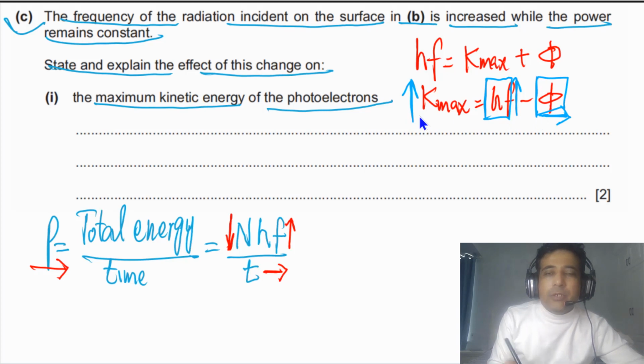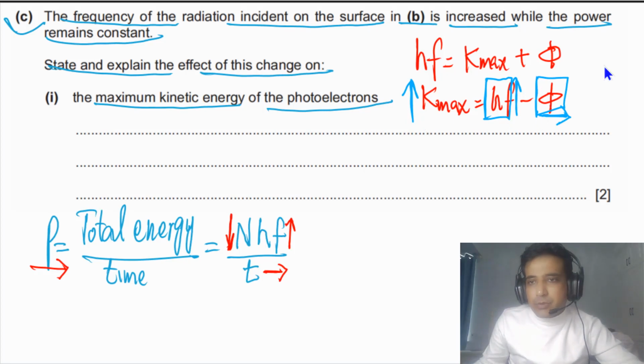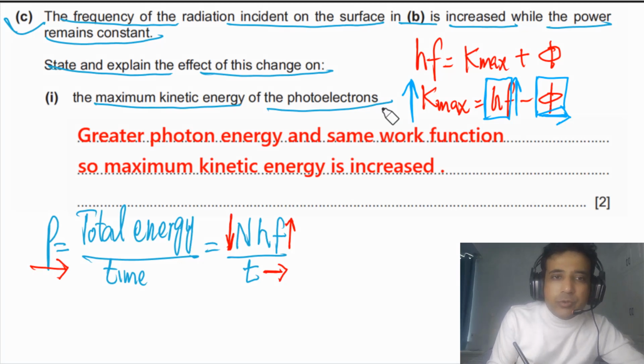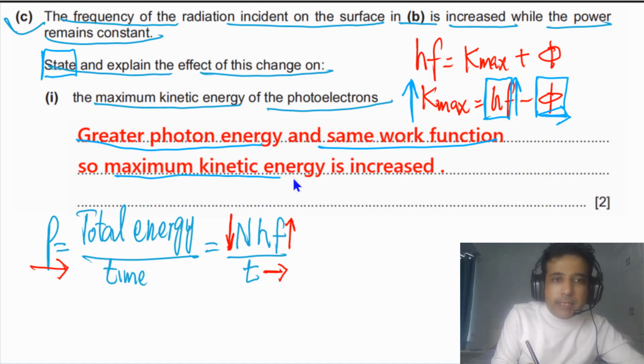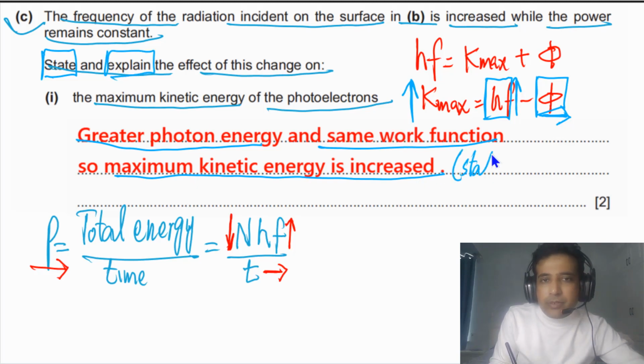So let me show you the answer, how you can write. These points you can mention in your answer and you will get 2 marks. You will get 1 mark for writing greater photon energy and same work function. Second point, because this is asking you to state, this is a statement: maximum kinetic energy increases. You will get 1 mark for this, and 1 mark for the explanation. This is your statement, and this one is the explanation. So this is how these 2 marks will be awarded.